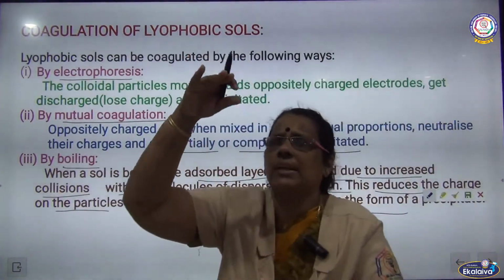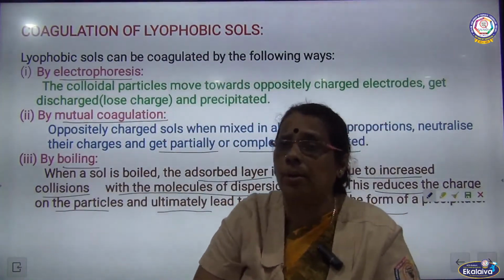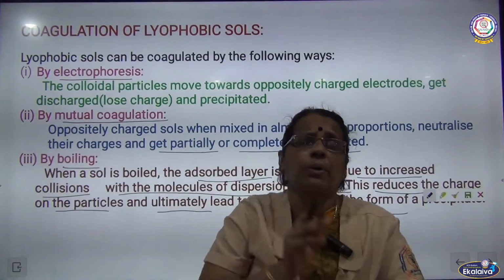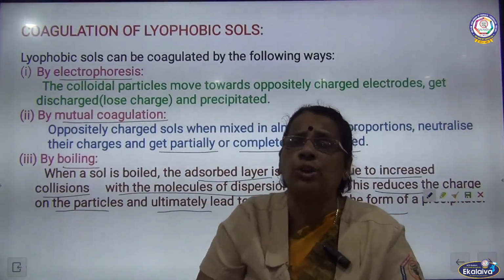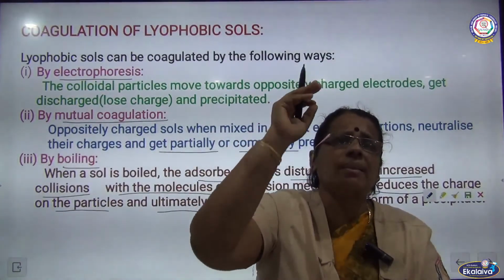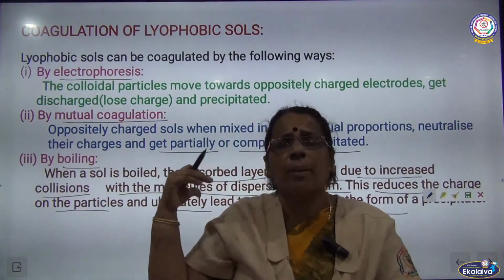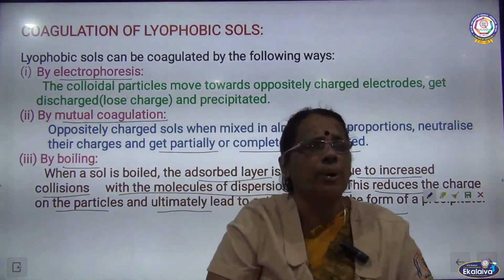At the surface, the particles present at the surface are greatly disturbed. How? As we are boiling the colloidal solution, the number of collisions will be greater at the surface. So the particles present at the surface of the colloidal solution get bombarded with the particles in the dispersion medium.